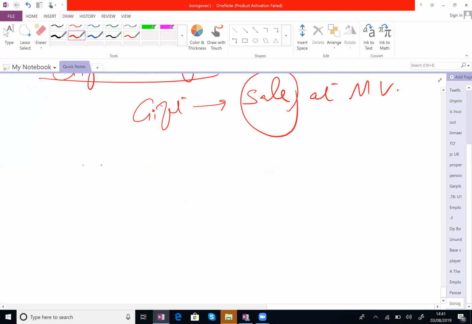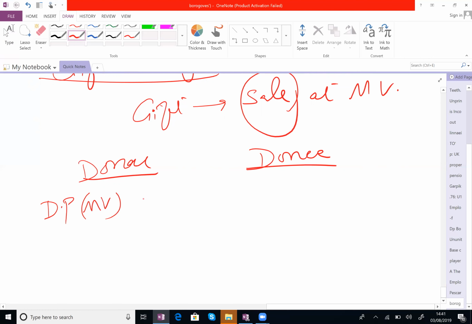You are a donor who is gifting the asset, and the other person who is receiving is a donee. Your DP, meaning disposal proceeds, will be the market value at the date of gift. That same market value becomes the cost of the donee, right? For example, you are gifting me an asset valued at 100,000. That is 100,000, your DP. And I am receiving at 100,000, that is my cost. So the donor's DP becomes the cost of the donee, right?